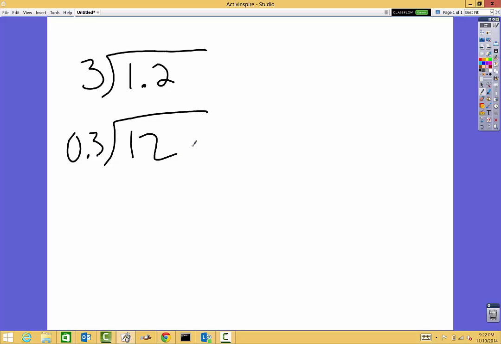This is part 2 of our dividing decimals. If you remember our last video, we worked on a whole number as our divisor with a decimal as our dividend, and the reverse, with a decimal as our divisor and a whole number as our dividend. Today we're going to work on what we do if we have a decimal as our divisor and our dividend. And then we'll see our other one that we'll work on in a moment.